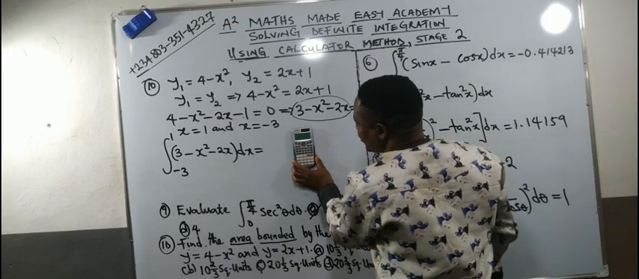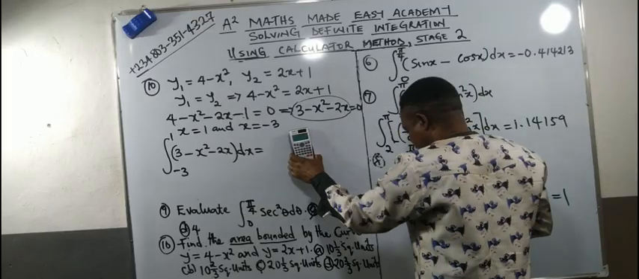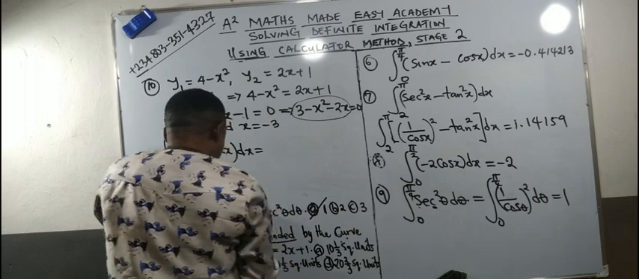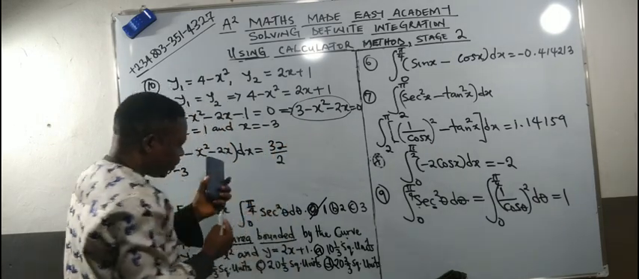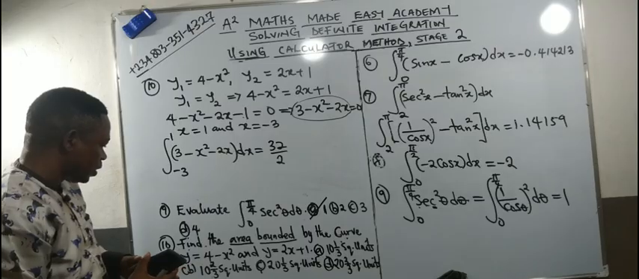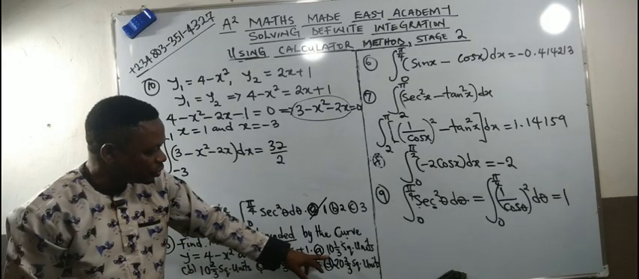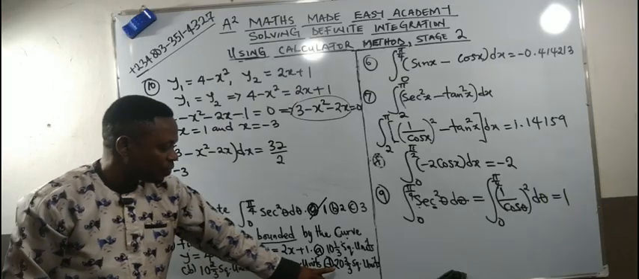Wow. It has given me 32 all over 3. And in the option, permit me to write it. It has given me 32 over 3. But can you see in the option, there is nothing like that. But almost all the options are in mixed fraction.